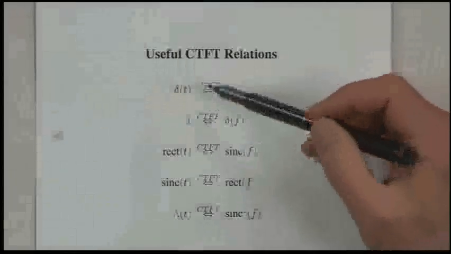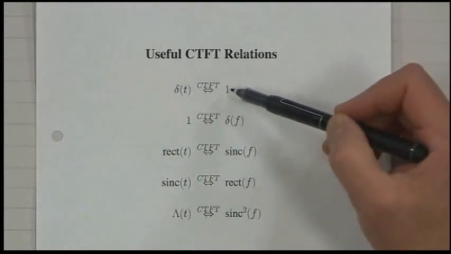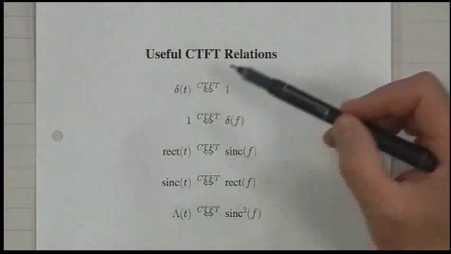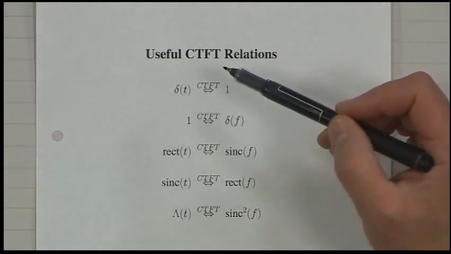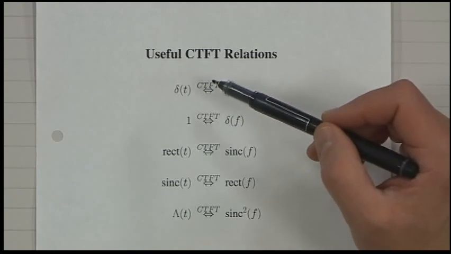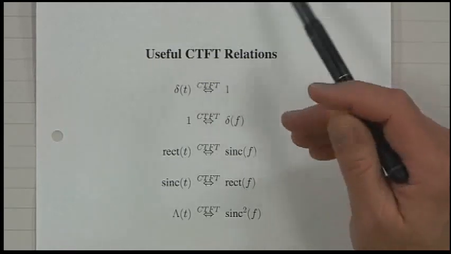So the Fourier transform of a delta function is 1. That means an impulse has all frequencies and 0 phase, assuming that the impulse occurs at time 0. And there's a duality property of the continuous time Fourier transform, which is that the formulas for the Fourier transform and its inverse are very closely related.